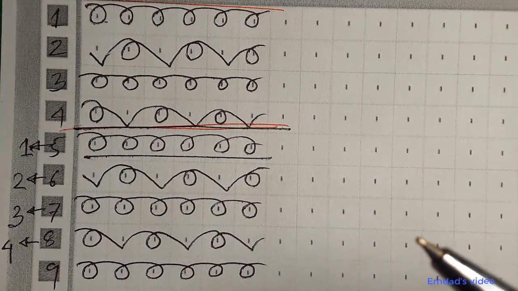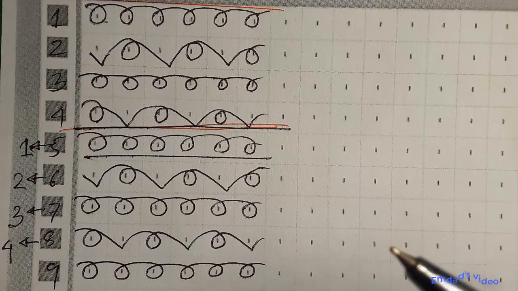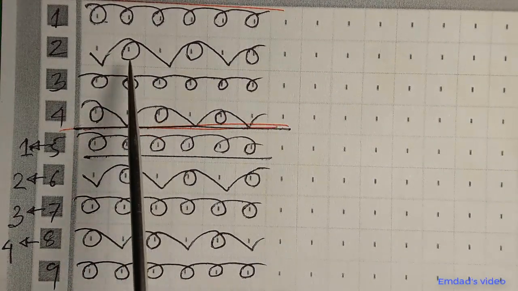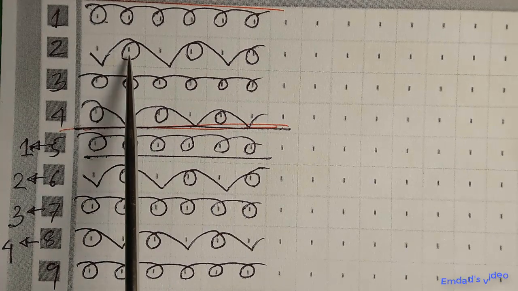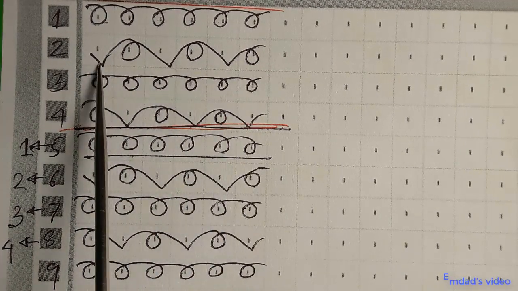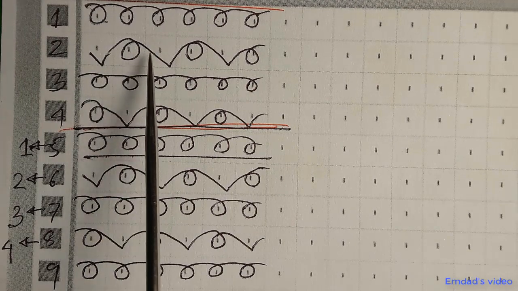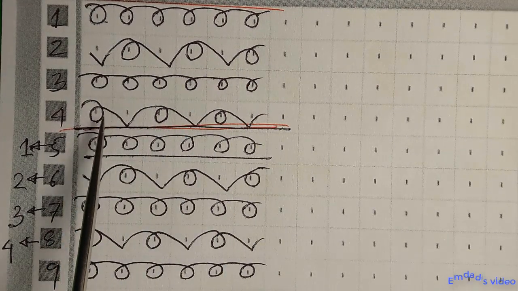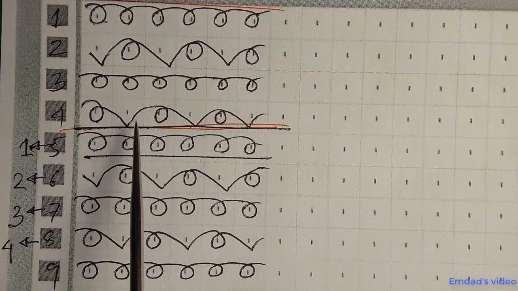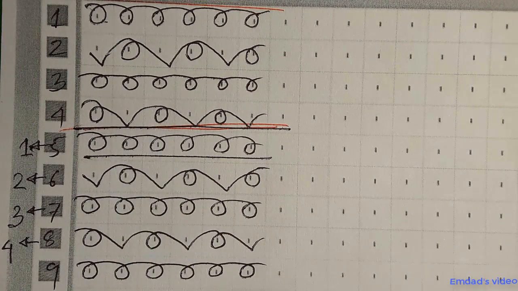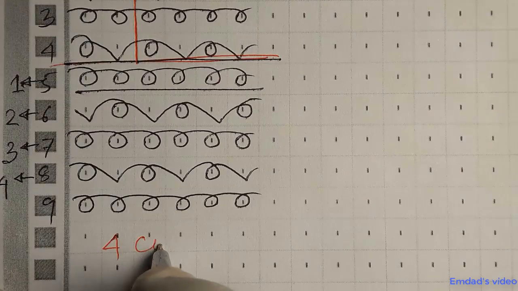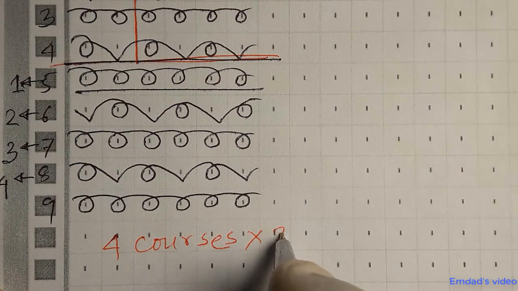Now we have to find the number of wales per repeat. This is a course of all knit loops. In case of the second course, tuck knit, tuck knit, tuck knit. So every tuck knit is the repeat of these courses. Again, in case of the fourth course, knit tuck is the repeat. So 2 wales is our repeating unit. 4 courses and 2 wales.